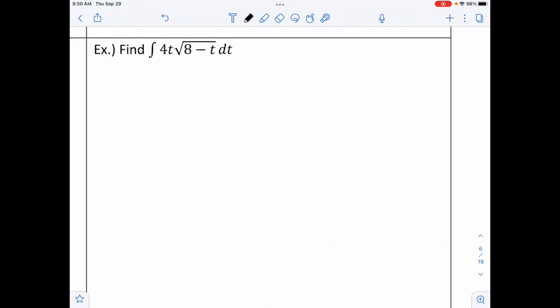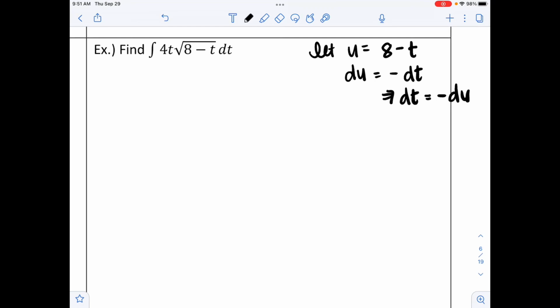So looking at that bottom right example together on page 6, it says find the integral of 4t times the square root of 8 minus t dt. And so for this, I notice that I do have an inside function, so I'm going to let u equal 8 minus t, and then taking my derivative with respect to t this time, I get du equals negative 1 dt, or you can think about this as dt is equal to negative du.